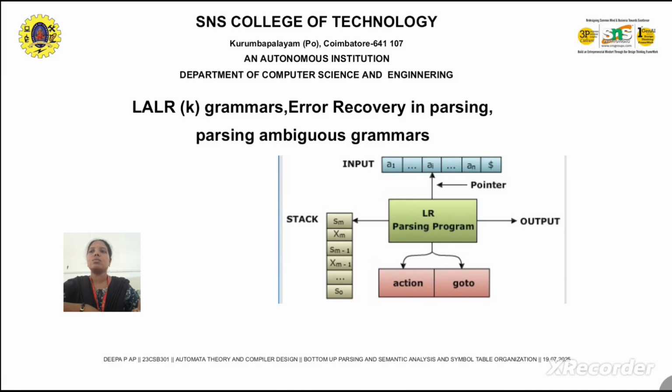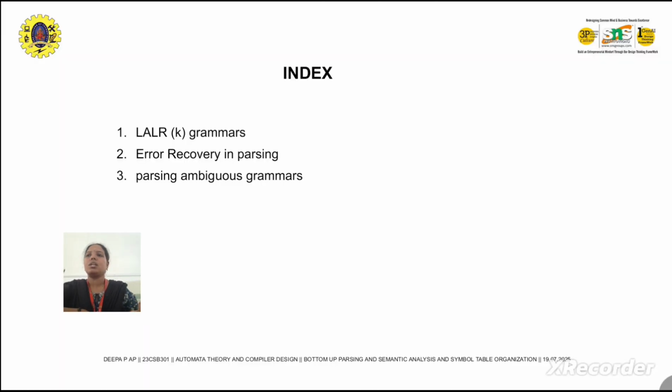LALR stands for Look-Ahead Left-to-right Rightmost parser. It is a modified version of an LR parser designed to reduce memory usage while still maintaining powerful parsing capacities. In compiler design, LR parsers are very powerful, but they often create very large parsing tables. To solve this problem, LALR parsing combines similar states and creates smaller parsing tables. This makes LR parsing more practical and efficient for real compiler implementation.